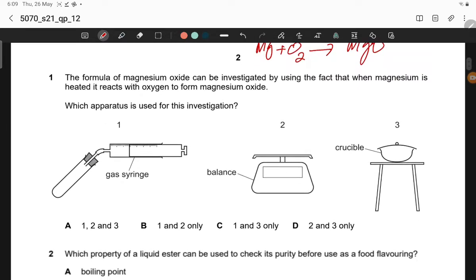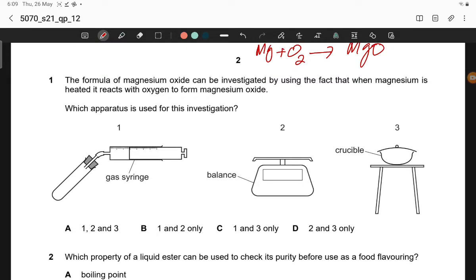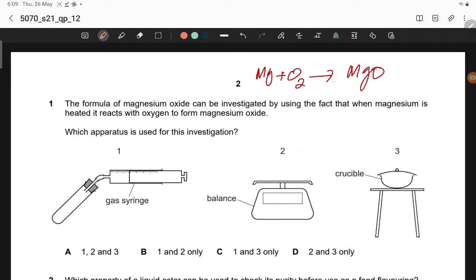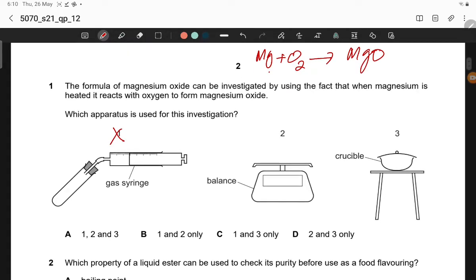Which apparatus is used for this investigation? Because in this chemical reaction no gas is produced, so this apparatus is not suitable for this reaction. So only balance. Which apparatus is used for this investigation? So this can be used because magnesium is going to be weighed, and after the reaction we weigh the magnesium oxide. So this is also used in this reaction.